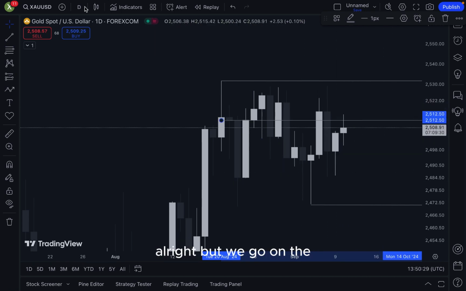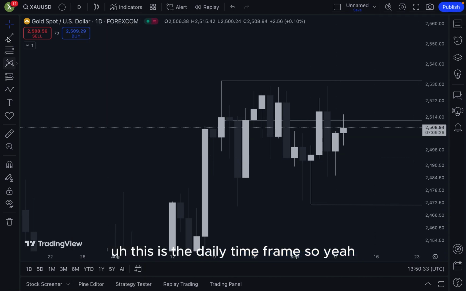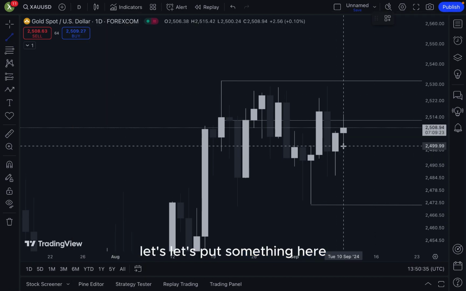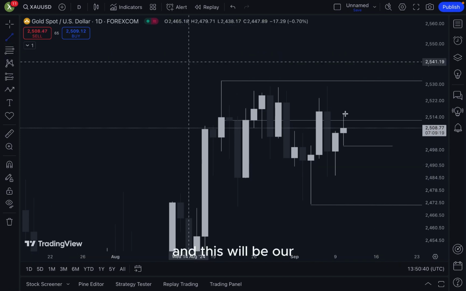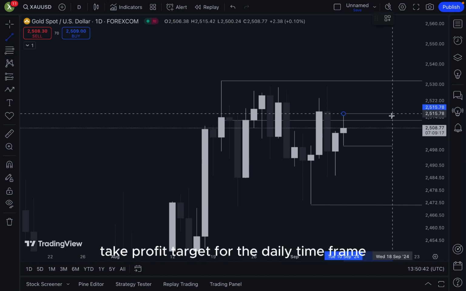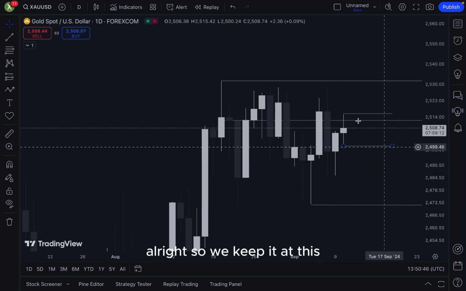But we go on the daily time frame. So let's put something here. This will be our stop loss for the daily time frame, and this will be our take profit target for the daily time frame if you take buys. All right, so we keep it at this.